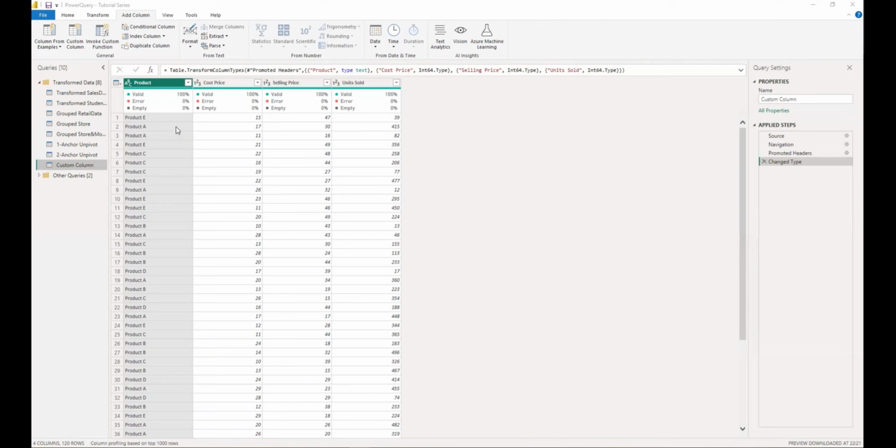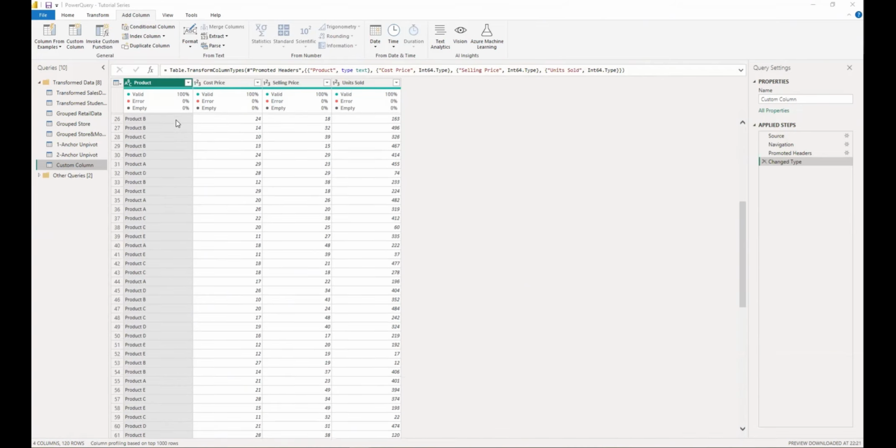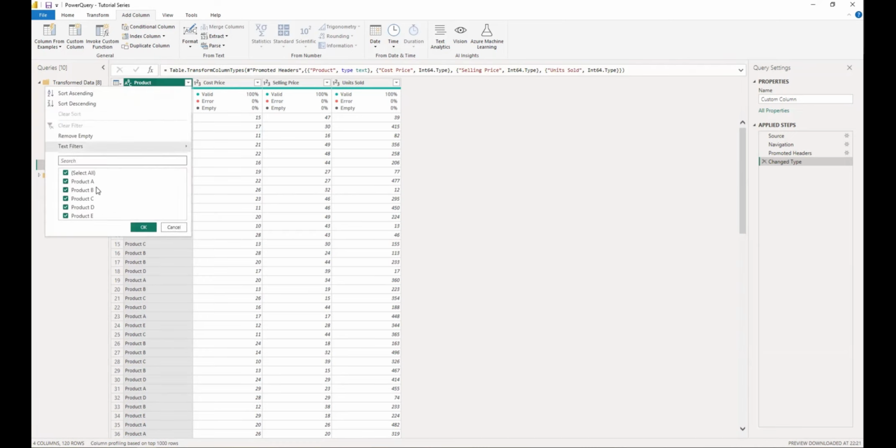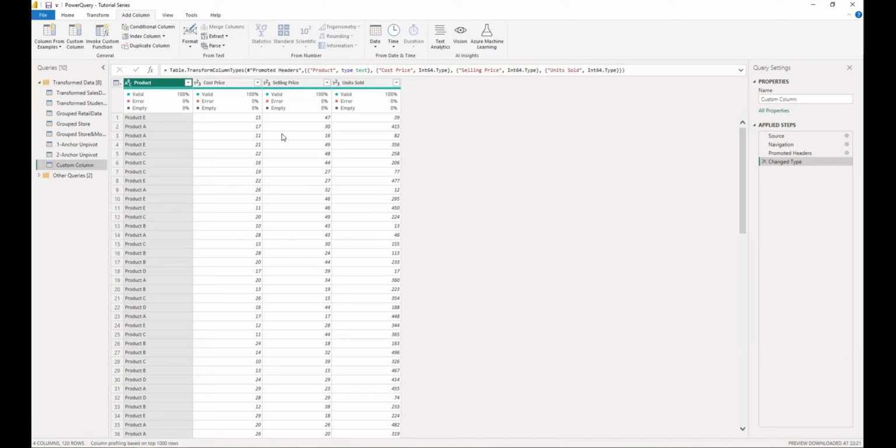So first is for us to observe the data that we have, right? You can see that we have products A to E. For each of these products, there is a cost price, there is a selling price, and there are units sold. Now, there are other things we can begin to add in this data.